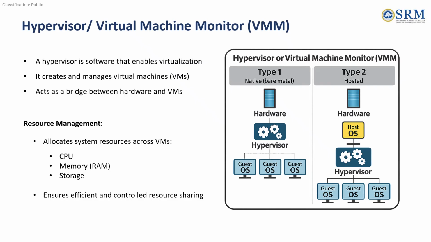You can think of the hypervisor like a hotel manager. The hotel is the physical server and the rooms are the virtual machines. The manager decides how resources like electricity, water, and room allocation are shared among the guests. Similarly, the hypervisor manages and distributes computing resources among different virtual machines.